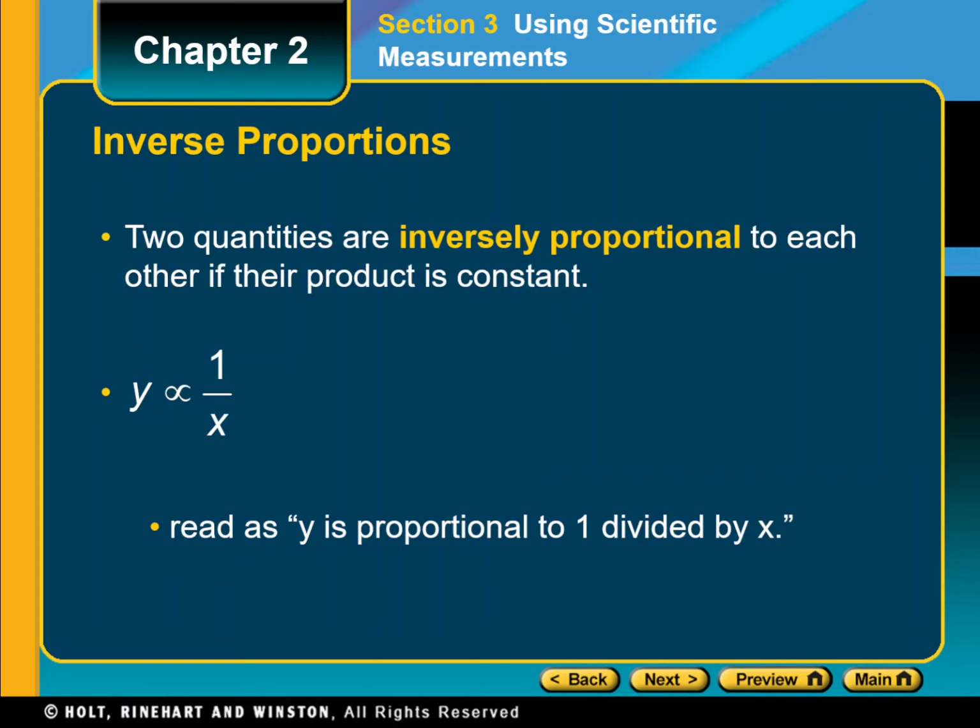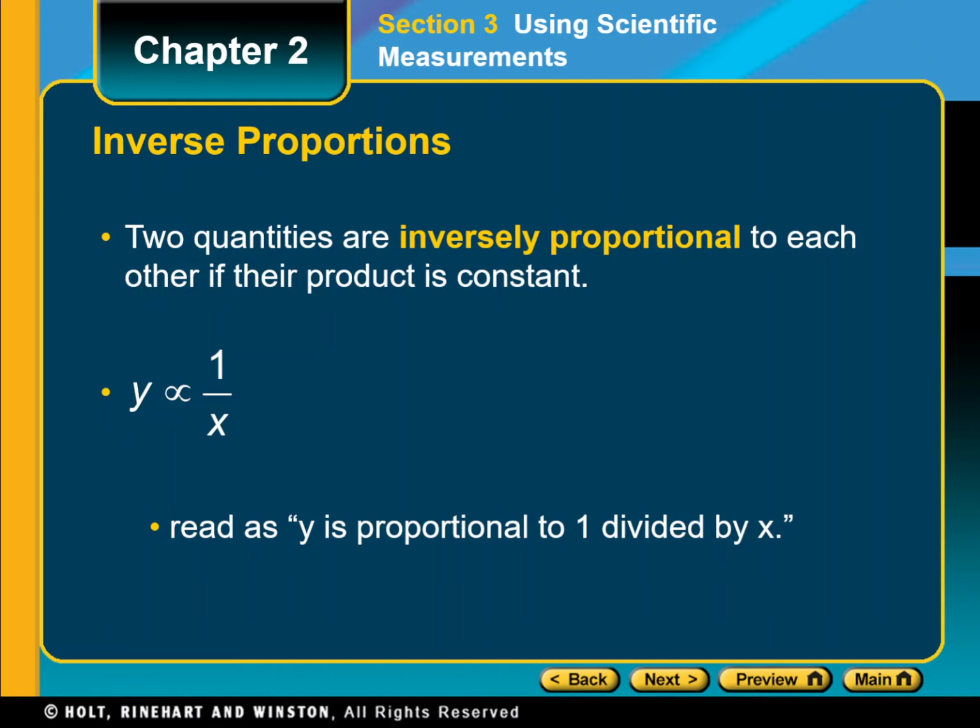9th main idea. Quantities are inversely proportional if one decreases in value when the other increases. Two quantities are inversely proportional to each other if multiplying them gives a constant value. For example, the amount of time it takes to travel a certain distance is inversely proportional to the speed of travel. The greater the speed, the less time is needed to go a certain distance.